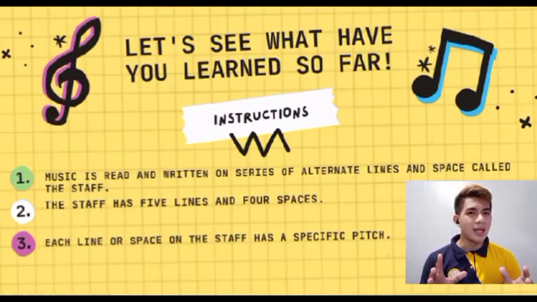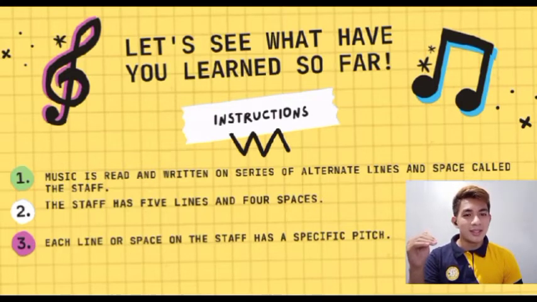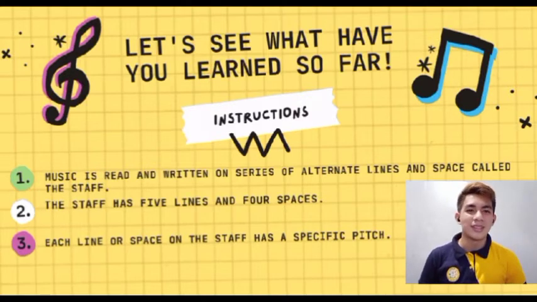Music is read and written on a series of alternate lines and spaces called the staff. The staff has 5 lines and 4 spaces. Each line or space on the staff has a specific pitch or tone. So whenever you see a musical sheet with 5 lines and 4 spaces, that is what we call a staff.